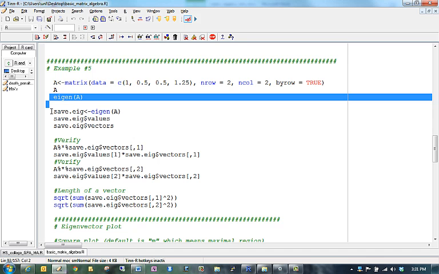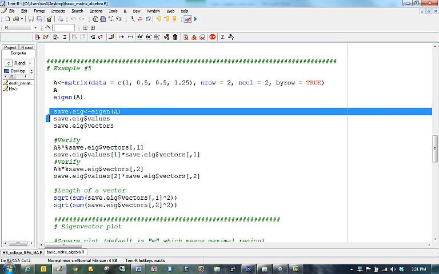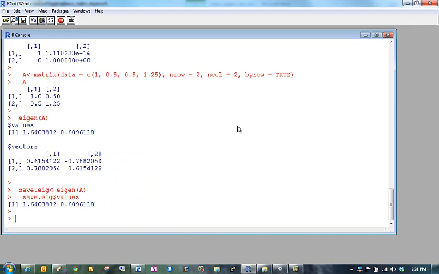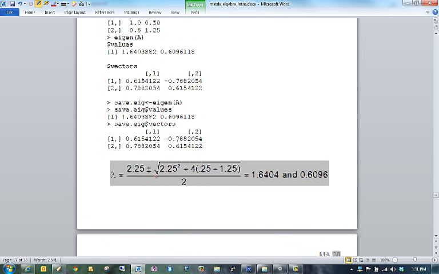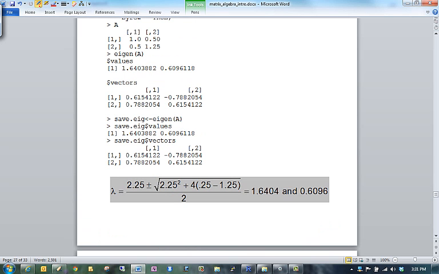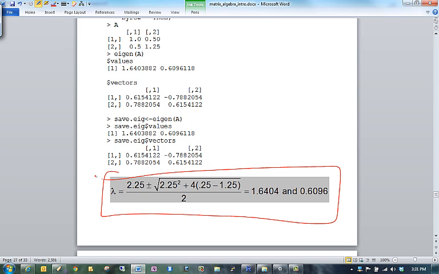Now, since this eigen function gives us a list, what we could have done is save the results from eigen into an object called save.ig, for the lack of a better name, and then we could extract the eigenvalues out of that list by using this $values part. Now, if we were to use the by hand calculations from the results from the quadratic formula, and make sure you can do this, one will see that one gets exactly the same eigenvalues as we get from the eigen function itself.